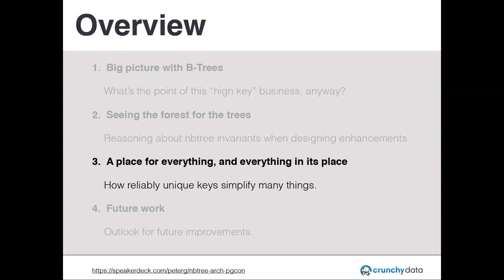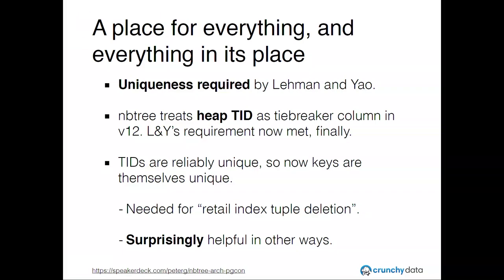Now I'm going to get on to the main part of the talk, which is talking about the work in 12 in detail. As I said, there's now a place for everything and everything will be in its place. We are, as I mentioned, using the heap TID as a kind of tiebreaker. So that means that, of course, everything is unique, because the heap TID always was unique itself, for obvious reasons, I think.